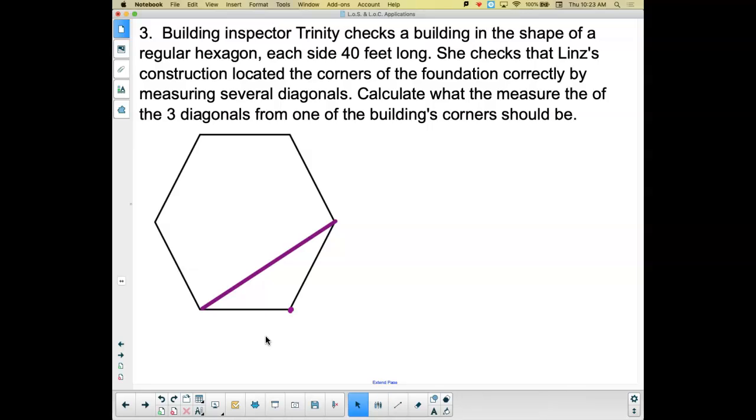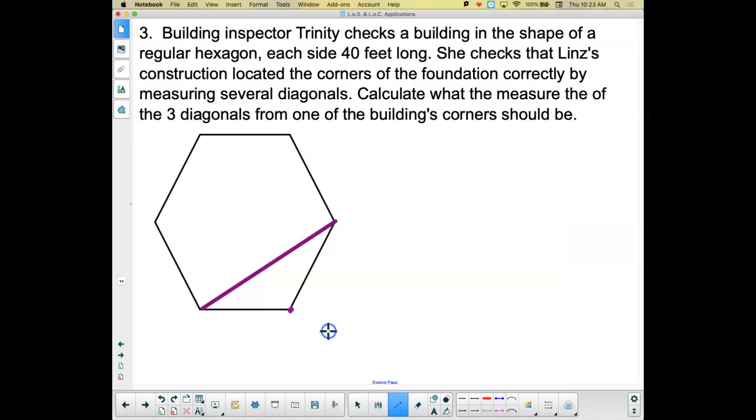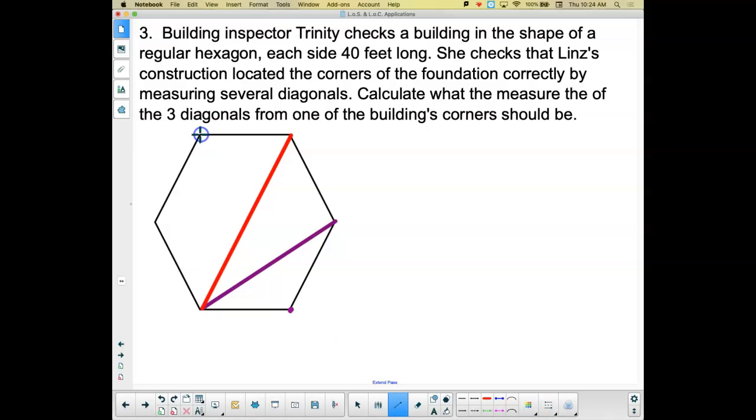So my next diagonal, we'll make it be red. Is right there. And then my last one is there. Okay. So what else do we know about our diagram? All the sides here?